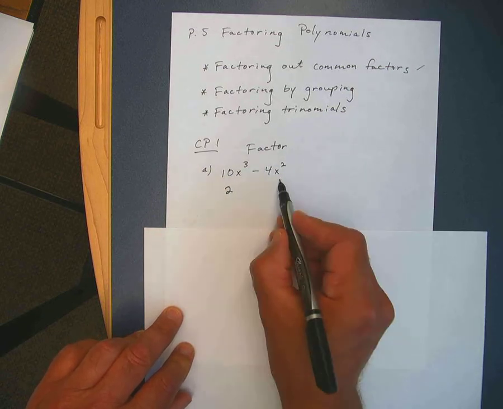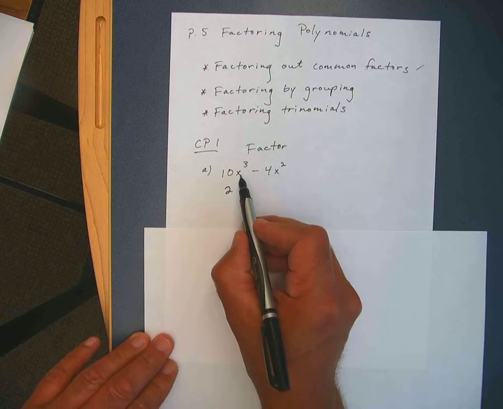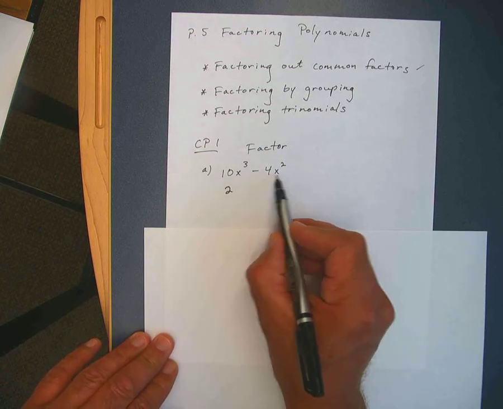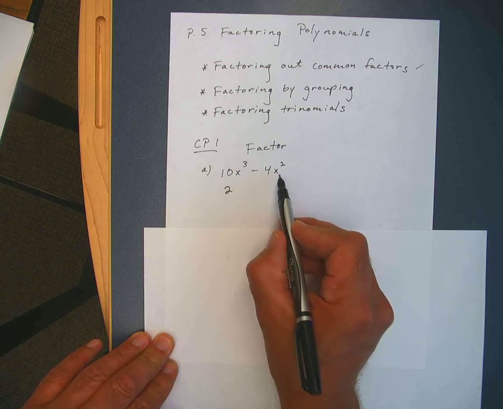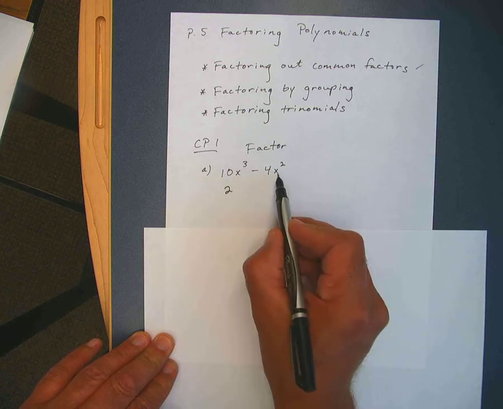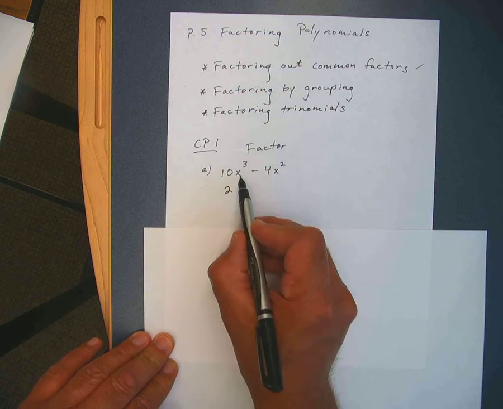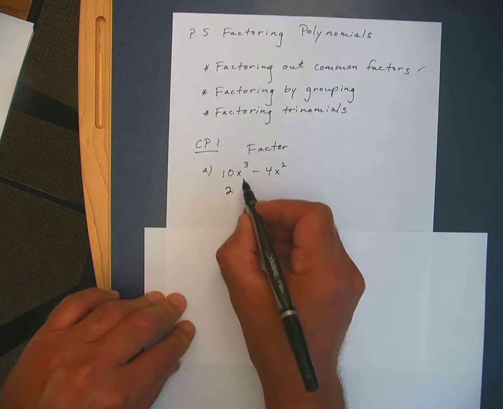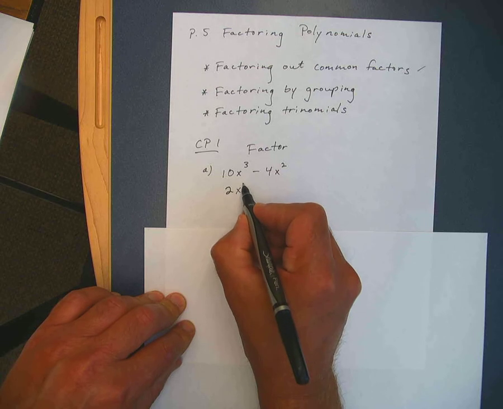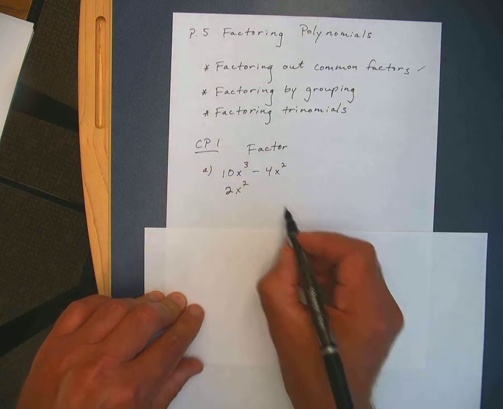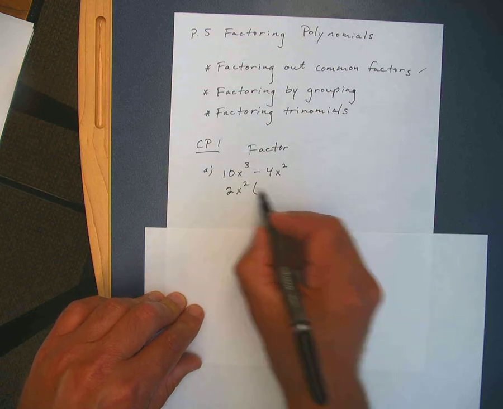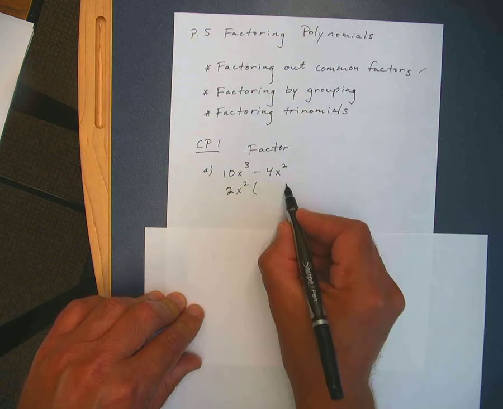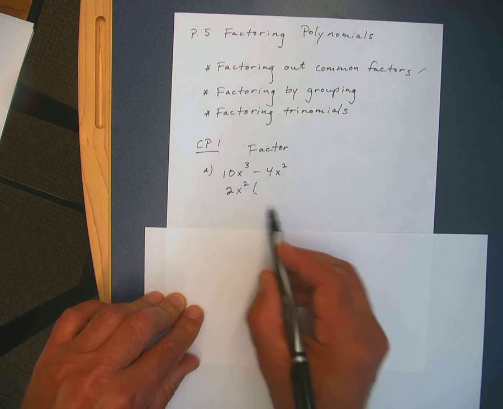And then look at the variable part, and here we have an x cubed and an x squared. They certainly have one x in common, but they have two x's in common, or x squared, because this is x squared times 1, this is x squared times x. So I put the x squared down because that's also a common factor. And then we'll use parentheses, and now we'll put in the terms we need to complete this.